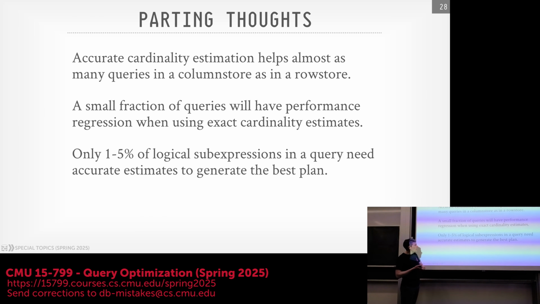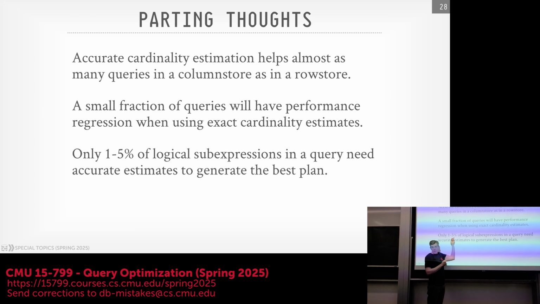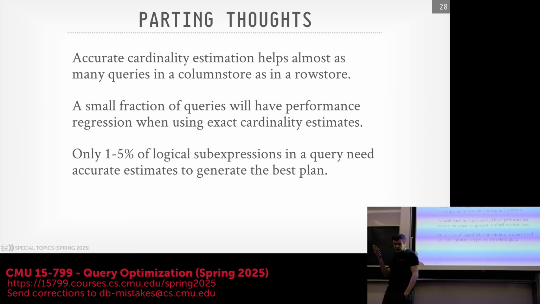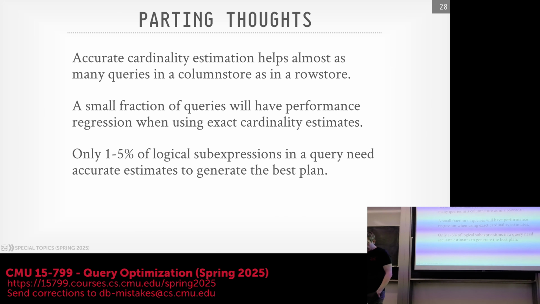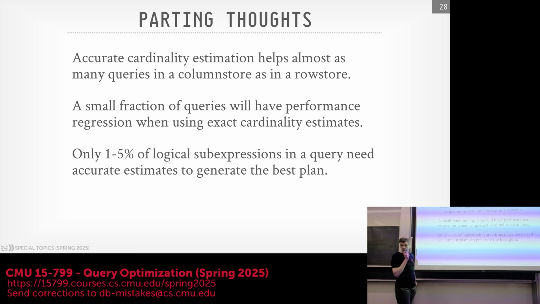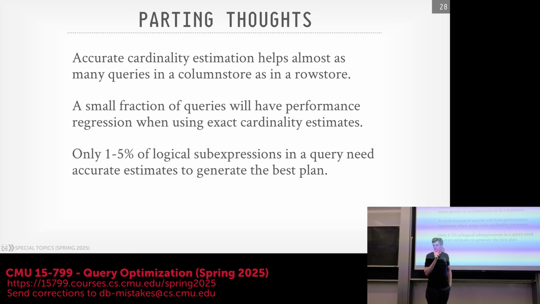And then as we saw, for the essential set of operators or logical expressions, it's only about 5% of them at most that need super accurate statistics in order to get the best query plan, which I think is achievable. Okay? Any final questions about today's paper?